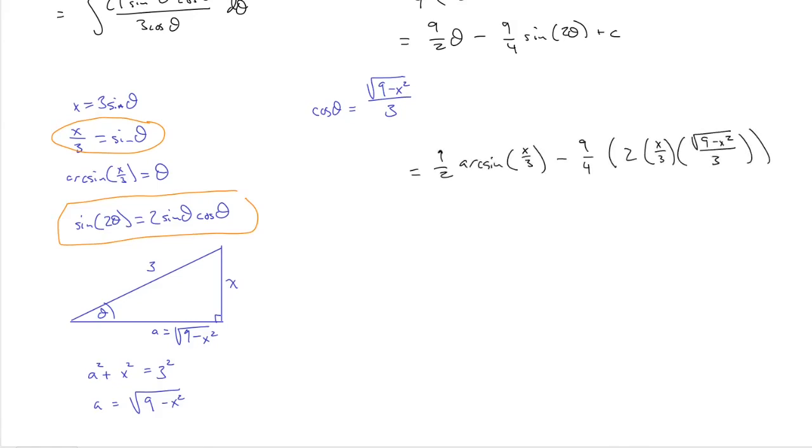In particular, the 9/2 theta is 9/2 the arc sine of x over 3 because we already determined that theta is the arc sine of x over 3. And then we're subtracting 9/4 the sine of 2 theta, and the sine of 2 theta is 2 sine theta cosine theta. And the sine of theta is x over 3, and the cosine theta is square root of 9 minus x squared all over 3.